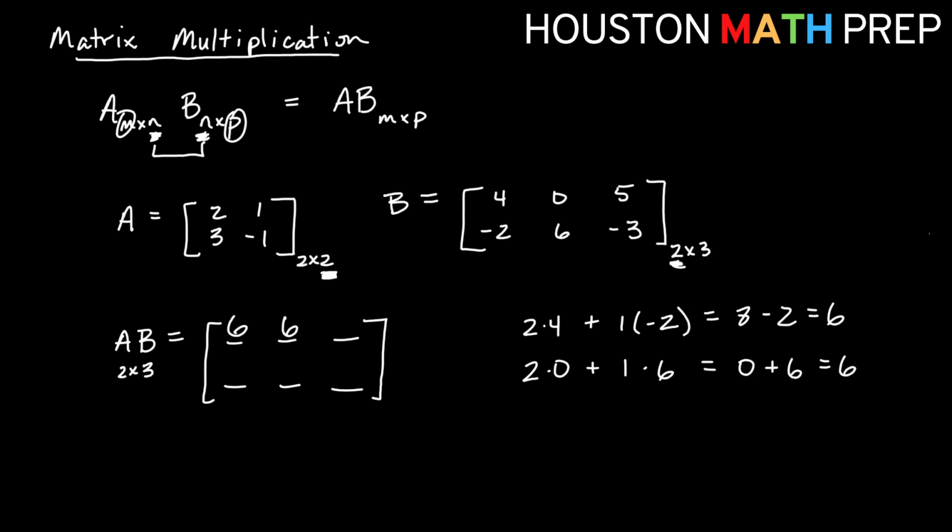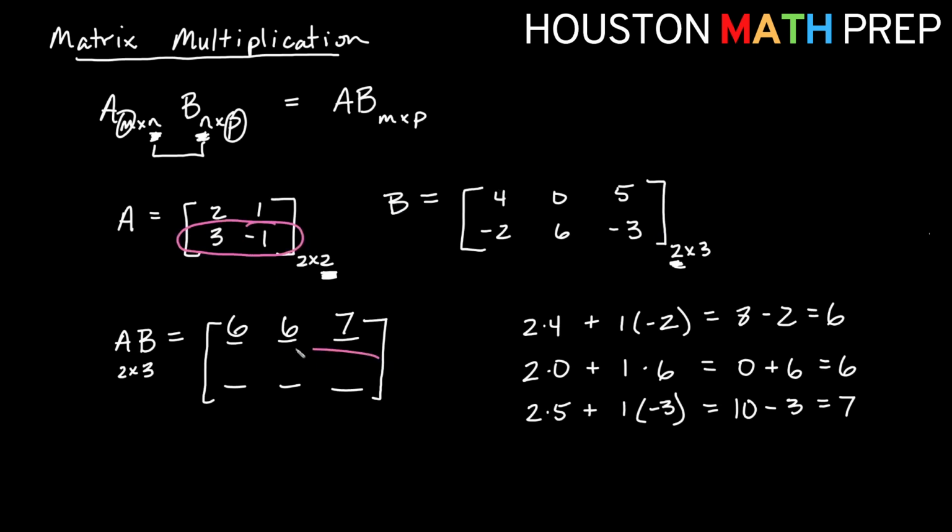All right, so now row 1 times column 3. That dot product is going to go in the row 1, column 3 spot, which would be here. So let's go ahead and do that. We would have 2 times 5 and then 1 times negative 3. That will give us 10 minus 3, which is 7. So I'll get 7 there. And now I've exhausted all the ways I can do a dot product with the first row and the columns of B. So now I move on to the second row.